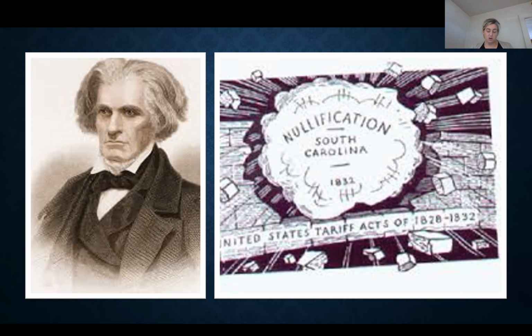It's important to note that the first state to try and nullify a federal law was the same state that was the first to secede from the Union in 1860, South Carolina.